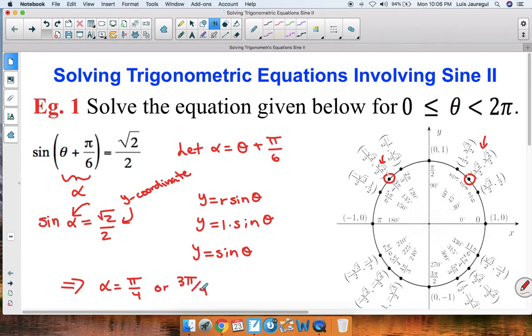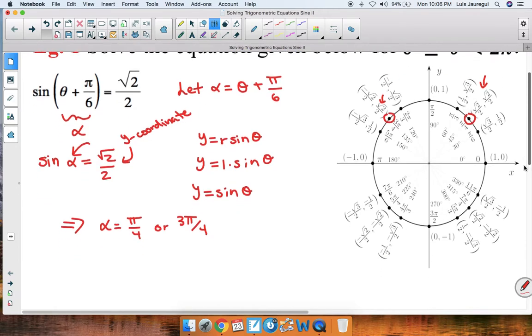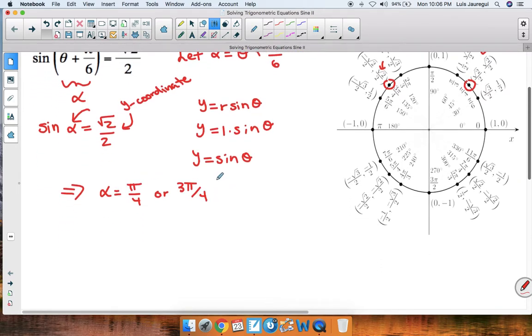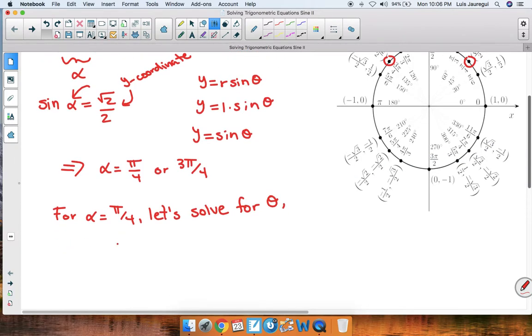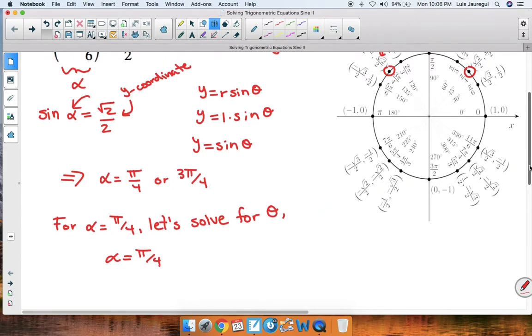Now that's really nice. However, that's not the solution to the original equation because the original equation involved theta, not alpha. So we're going to take each of those values and go back and replace the values for alpha. For alpha equal to pi over 4, let's solve for theta. Instead of alpha, we're going to go back and use the substitution that we did.